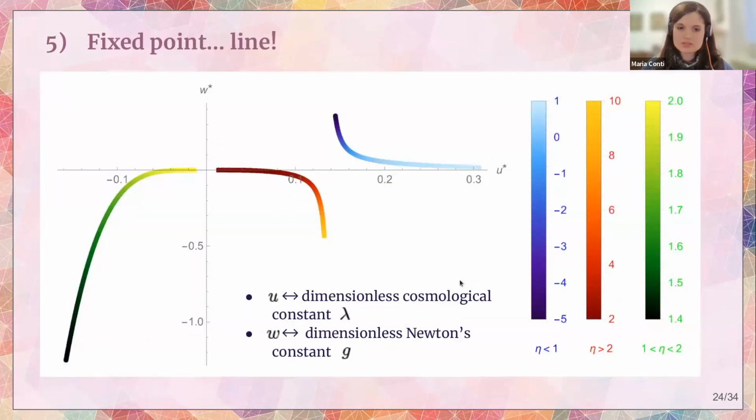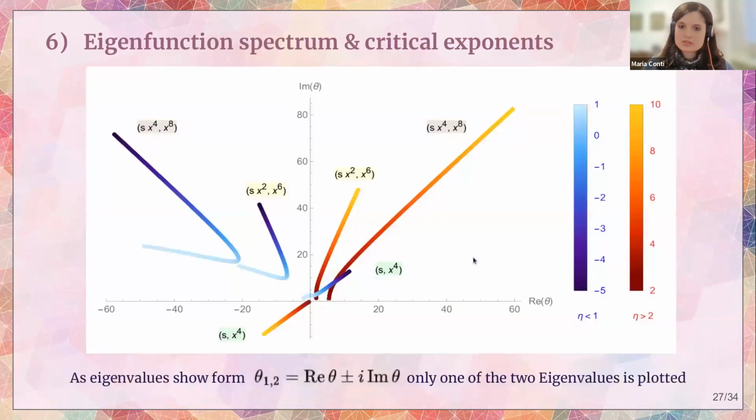Let me go back for a second. This is the fixed point line plot. Eta equals 0 is somewhere inside the blue range. This is the first quadrant. Yes. Okay, so this is good. We get the same thing. This is the first check.